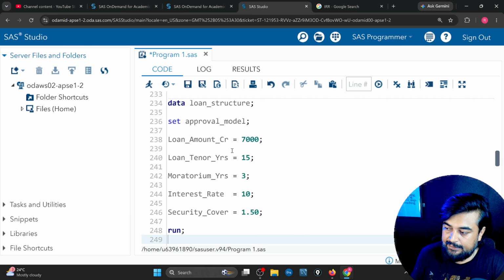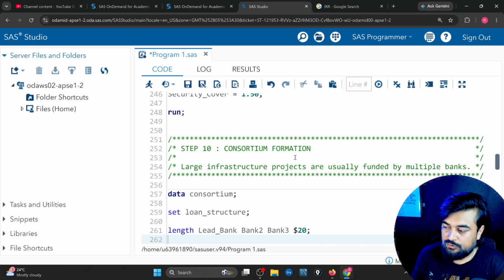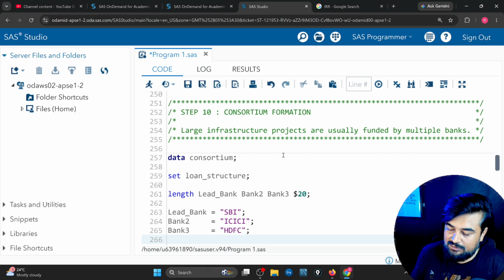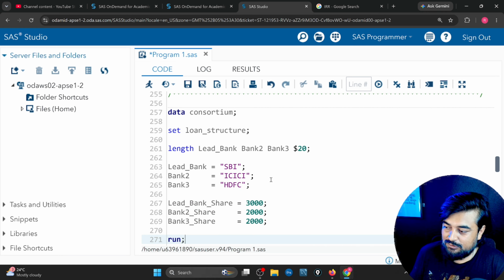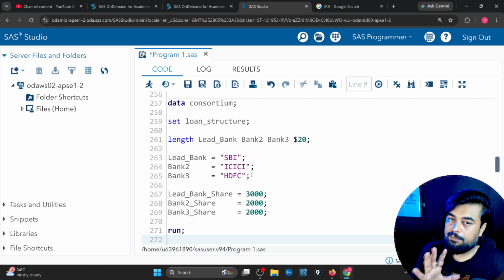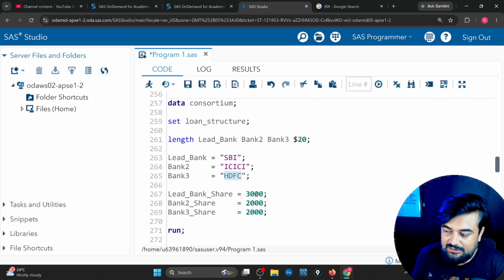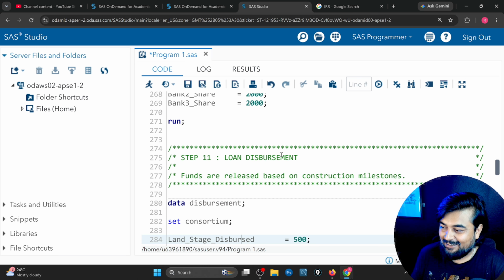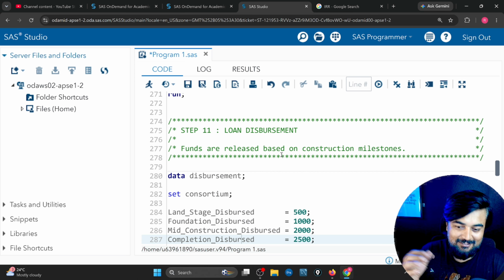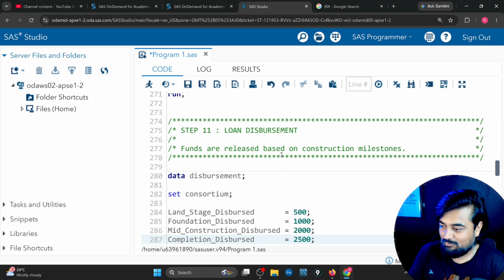Now loan structuring. In the structuring, we are saying that the loan amount is this much, loan tenure 15 years, moratorium 3 years, interest rate 10%, security coverage 1.50. Then consortium formation. Like consortium, you understand. If you have not understood what a consortium is, you need to watch the previous video. In a consortium, what I'm checking is that multiple banks are participating. So you can see SBI, ICICI, HDFC, all these banks are participating because it's a big loan. Everybody wants to earn money. So they will come as business partners, not as rivals. They want to work together and earn money.